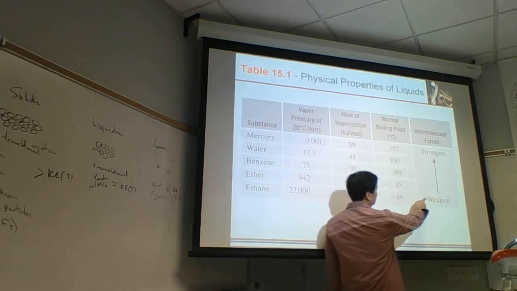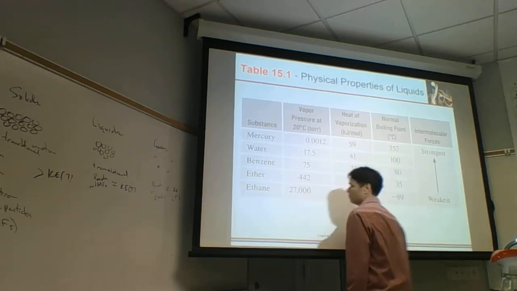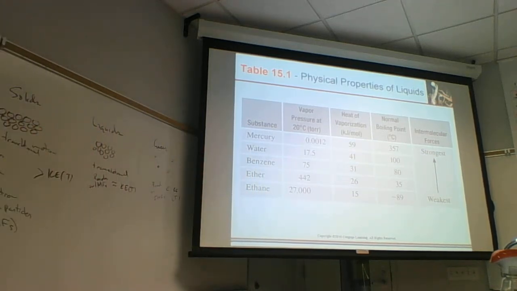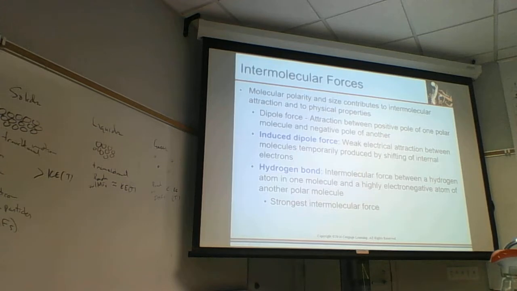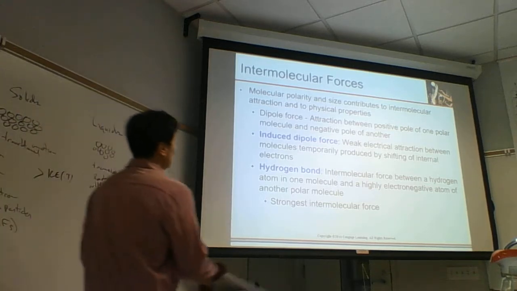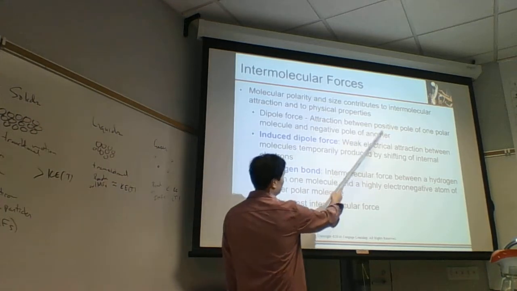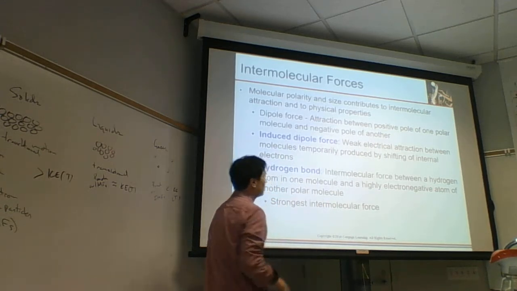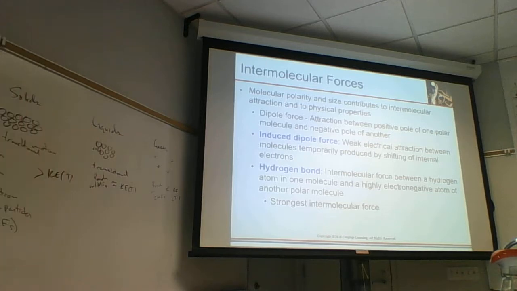And then we can understand it in terms of intermolecular forces here. But we don't really pay attention to the numbers, we just pay attention to the trend in this particular slide. And what are these intermolecular forces? We have three major types that you should know, and they're all kind of similar. We have something called the dipole force. The dipole force is attraction between the positive pole of one polar molecule and the negative pole of another molecule. And so a dipole force would look something like this.